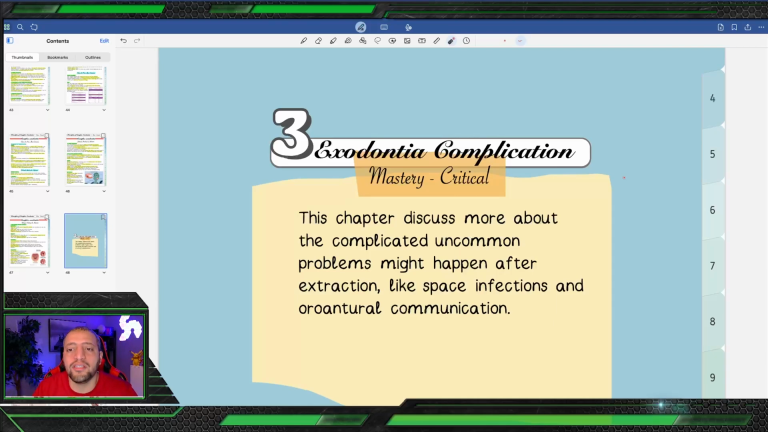So up till now we discussed the principle of extraction and complicated extraction, which is related to the flap techniques. Now we are going to discuss a complication that is not very common to happen in the clinic, but it's really dangerous and you need to care about it.